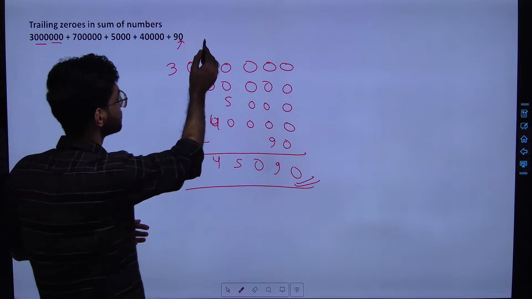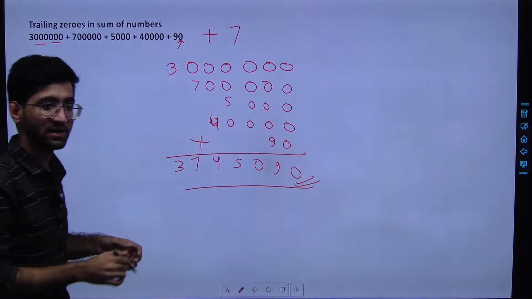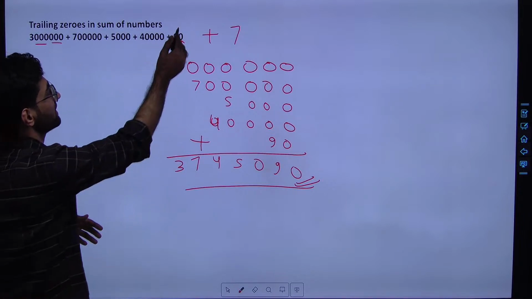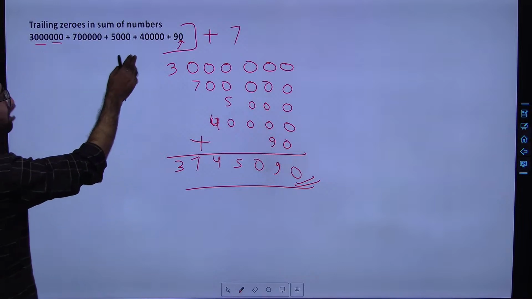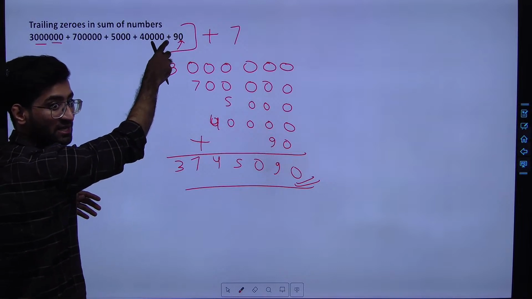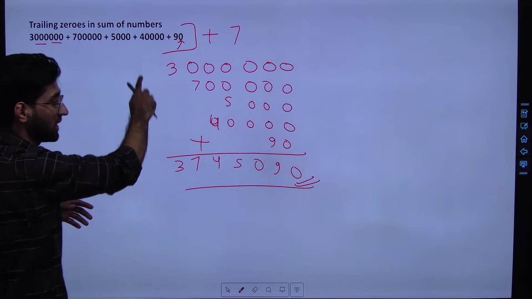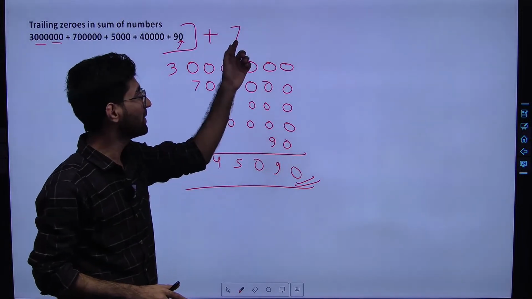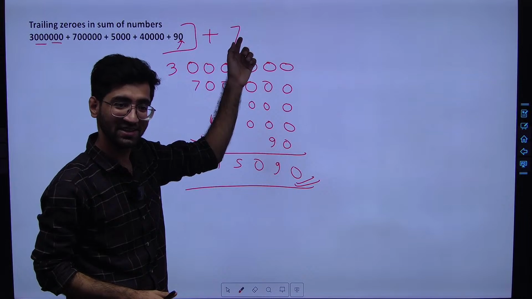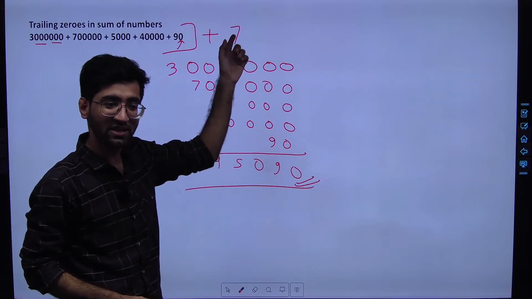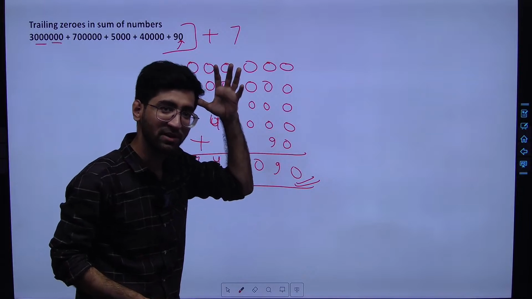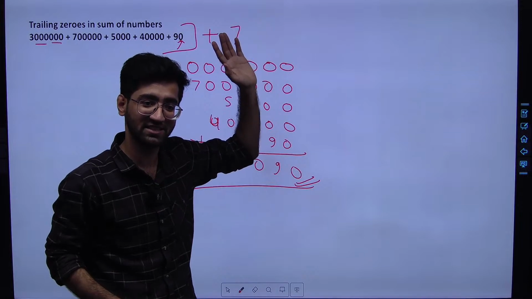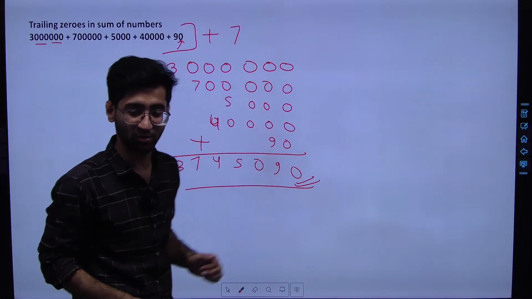Suppose I add plus 7 in this number, it means the number of trailing zeros is 0. Are you able to see? Till now there was only 90. So the minimum number of trailing zeros was 1. So the answer was 1. But if I add plus 7, now the number of trailing zeros in 7 is 0. So now the minimum number of trailing zeros is already 0. So the answer will be 0 in that case. Are you able to get that point? Okay.